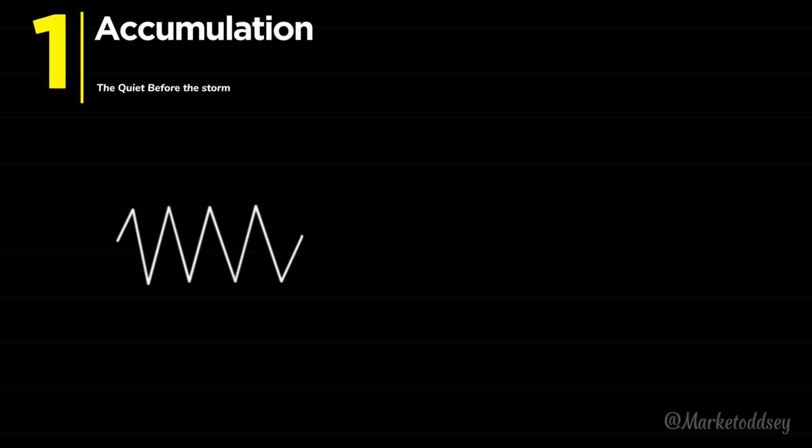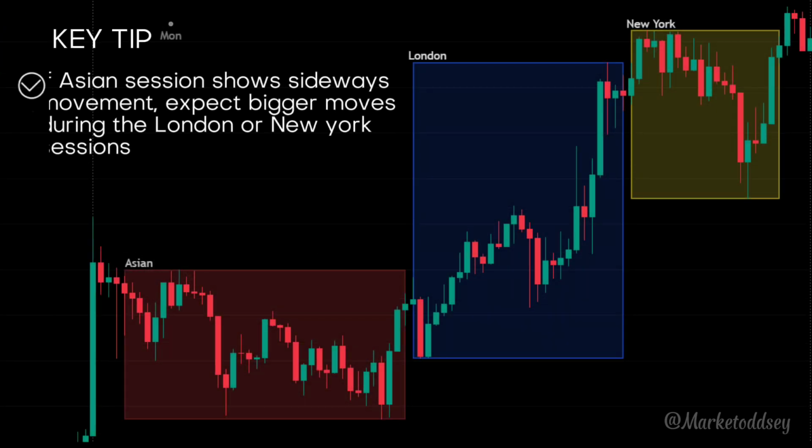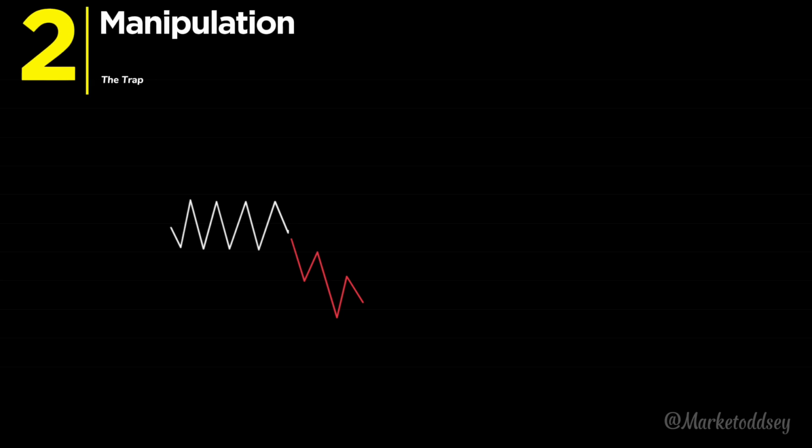1. Accumulation, the quiet before the storm. This is where big players like institutions quietly build their positions. Prices move sideways, no big jumps or drops. Think of it as the market catching its breath. Key tip: if the Asian trading session, often a quieter time, shows sideways movement, expect bigger moves during the London or New York sessions.